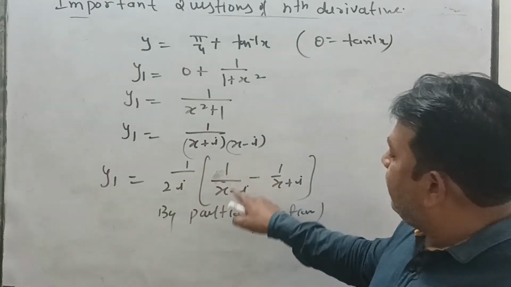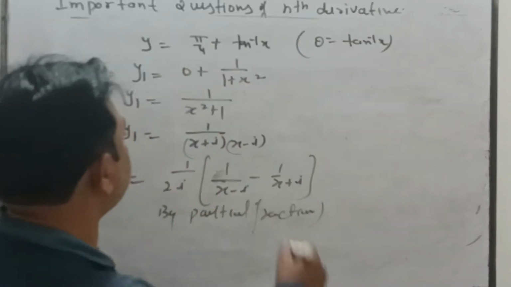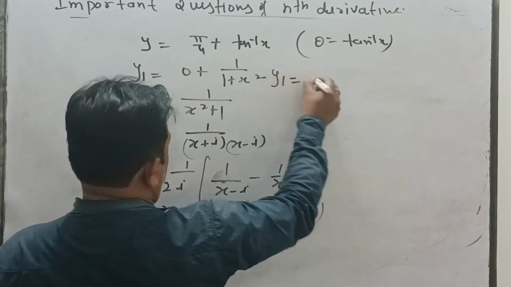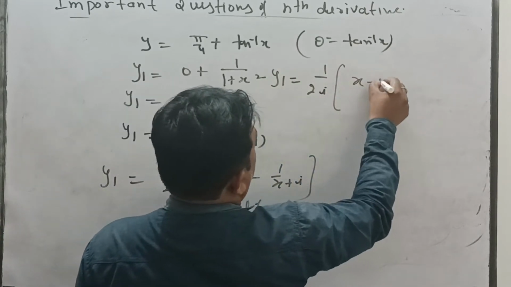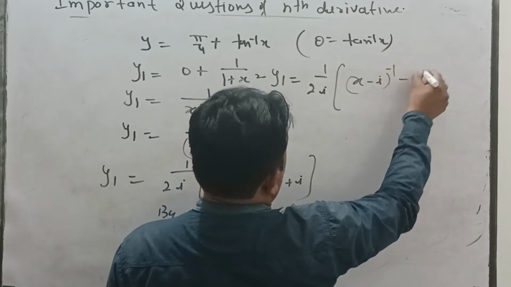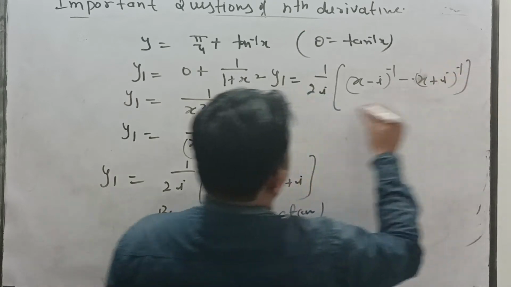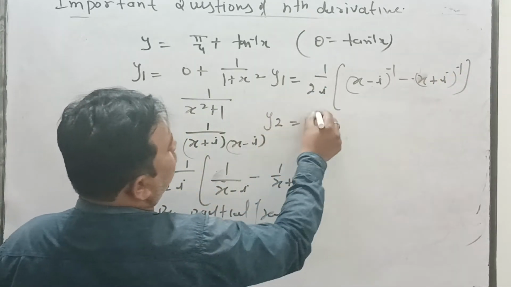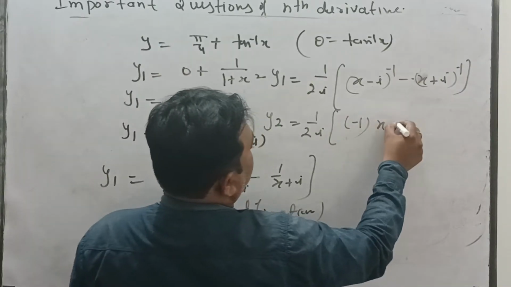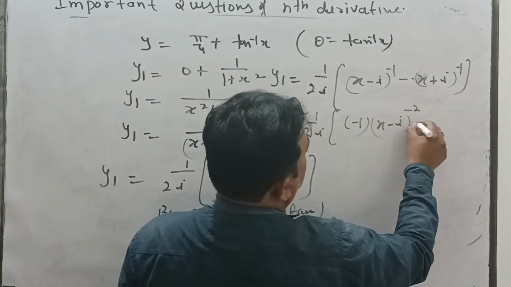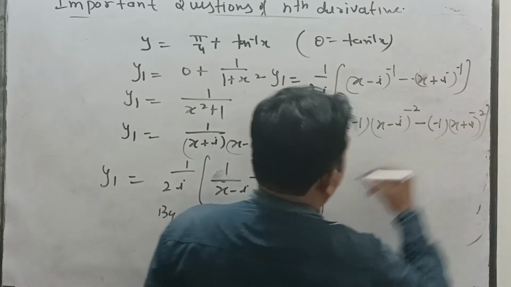1 upon 2i, 1 upon x minus i, 1 upon x plus i. Now y1 equals 1 upon 2i times [(x minus i) to the power minus 1 minus (x plus i) to the power minus 1]. Now differentiate this: y2 equals 1 upon 2i times [minus 1 (x minus i) to the power minus 2 minus minus 1 (x plus i) to the power minus 2].